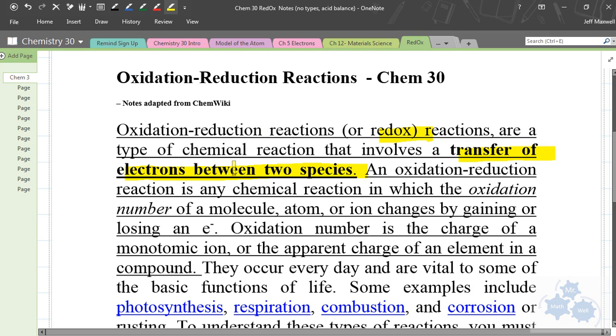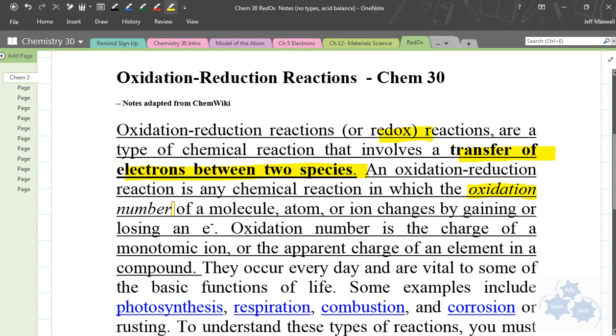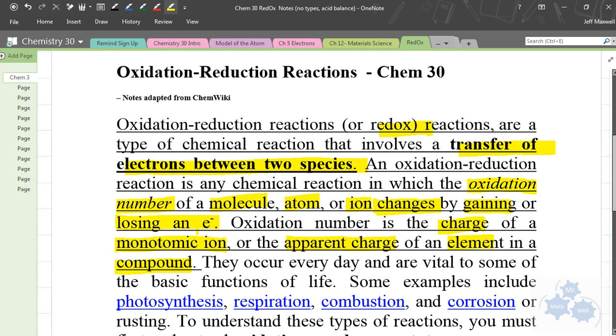An oxidation reduction reaction is any chemical reaction in which the oxidation number of a molecule, atom, or ion changes by gaining or losing an electron, e with a little negative exponent, the abbreviation for electron. We're going to have to go over what oxidation numbers are. Oxidation number is the charge of a monatomic ion or the apparent charge of an element in a compound. That's the general definition, and we're going to practice how to identify oxidation reactions.